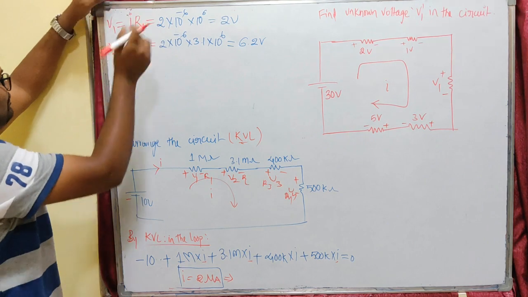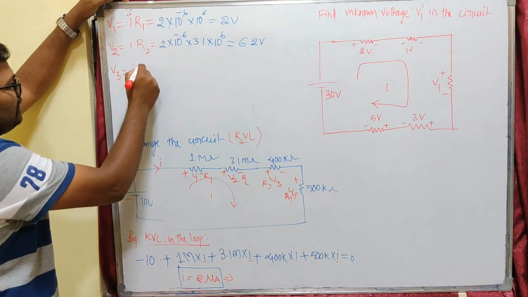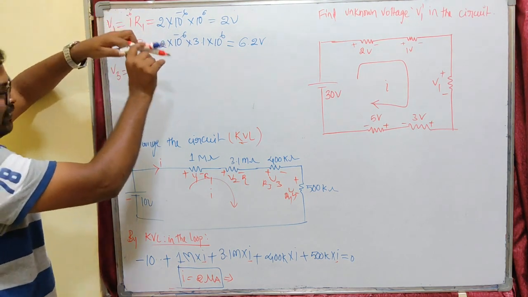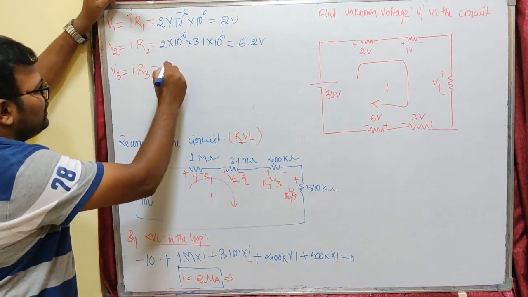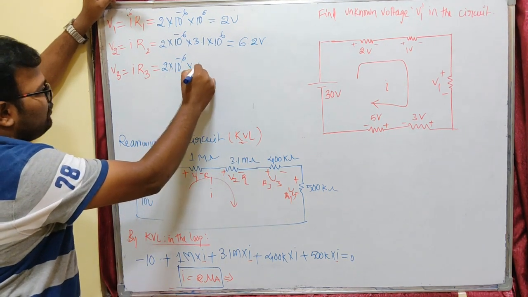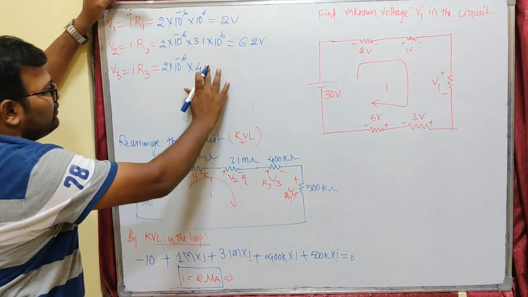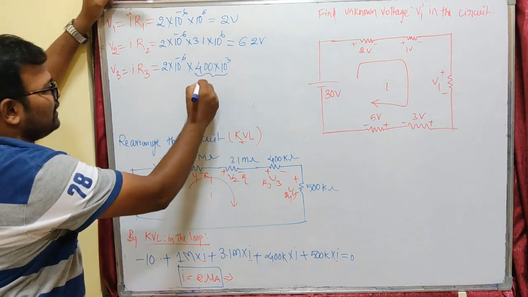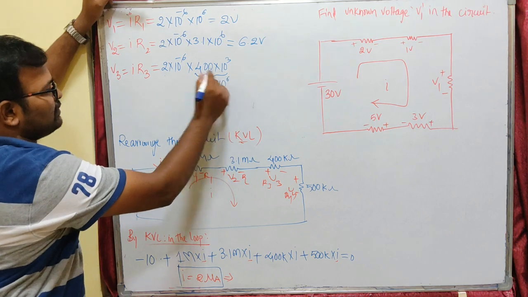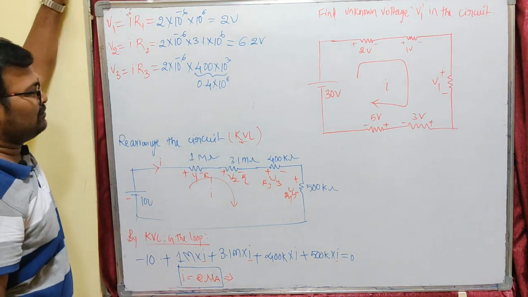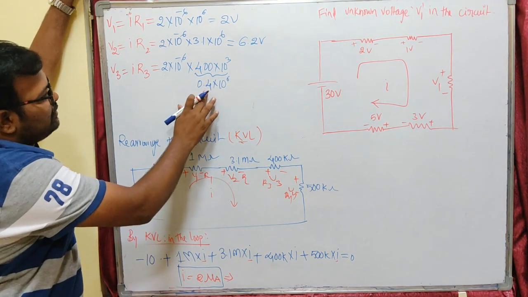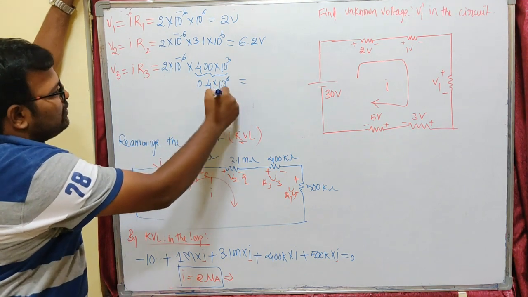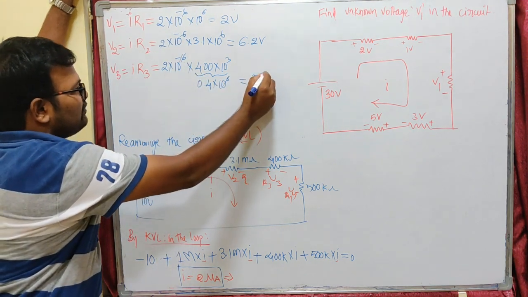Similarly V3 will be equal to I into R3, so that will be the voltage across this 400 kilo ohm resistor. That will be 2 into 10 power minus 6 into 400 into 10 power 3. You can also write this as 0.4 into 10 power 6, you can change the denomination here. So 0.4 into 10 power 6, and this will get cancelled, that will be 0.8 volts.